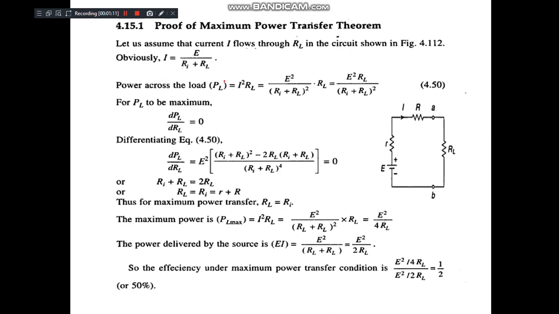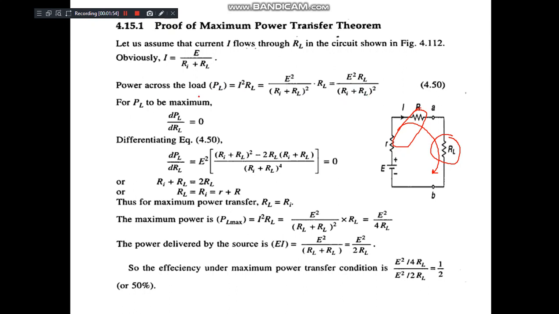To get the current value, the current passing through this circuit is equal to the total supply voltage E divided by the internal resistance Ri plus RL, according to Thevenin's load current. Power across the load PL is equal to I square into RL. Substituting this I value, we get E square by (Ri plus RL) whole square, into RL. So E square RL by (Ri plus RL) whole square.